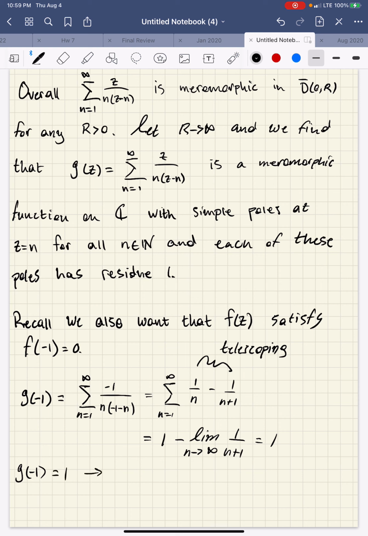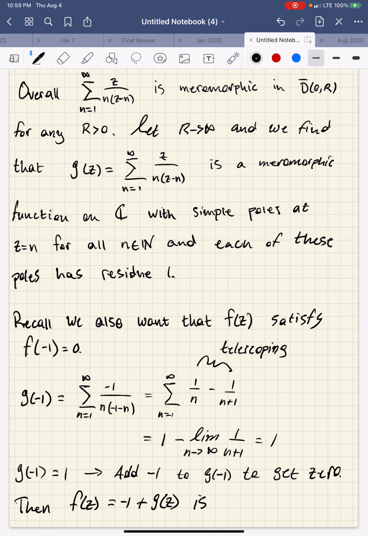So we just need to add negative 1, not to g of z, but to g of negative 1, to get 0. So then the function f of z, which is just negative 1 plus g of z, is the desired function. All right, and that wraps it up.